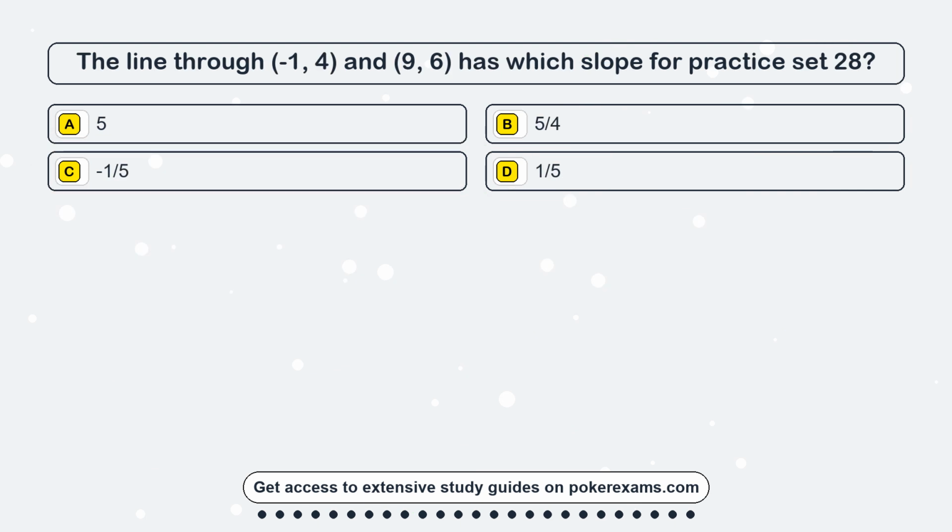Question 13. The line through (-1, 4) and (9, 6) has which slope for practice set 28? Option A, 5. Option B, 5/4. Option C, -1/5. Option D, 1/5.